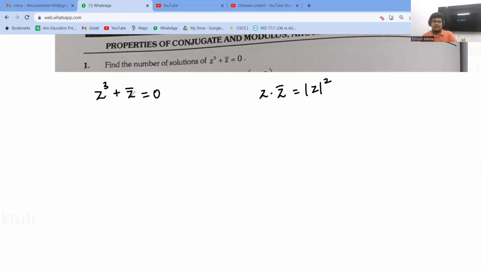We have z cube plus z bar equal to 0. So do you realize I can say z cube is equal to minus z bar? Now if I take modulus on both sides, we can write modulus of z cube. Do you know that the modulus of z cube is the same as modulus z whole cube? We can basically take the power outside. And modulus of minus z bar is basically modulus of z bar. And modulus z bar is modulus z, as you rightly said. So we can say modulus z cube is equal to modulus z.